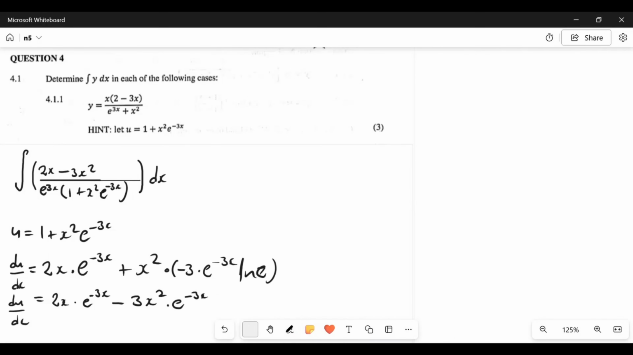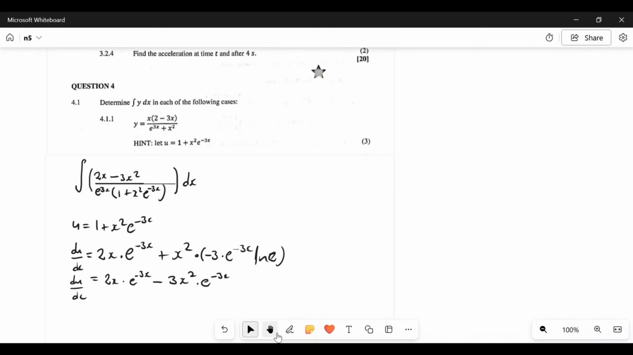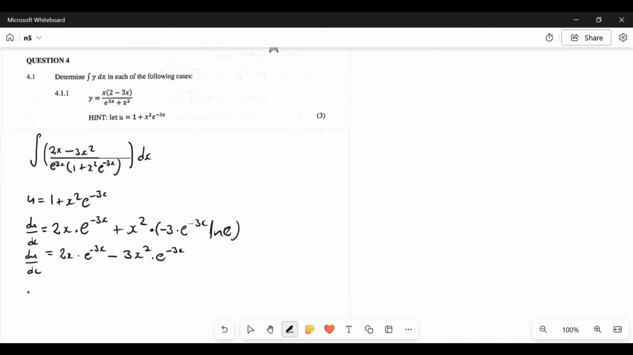So let's continue. Let me zoom down because we actually need this space here. I hope you guys can see. All right, so when it's like this, we can write this like following. We have du over dx. We can say 2x, and then since we have e to the power of negative 3x, we can rewrite this as e to the power of 3x on the denominator, minus, same here, 3x squared divided by e to the power of 3x. This here, guys, is the exponential law, just in case you don't know much about it.